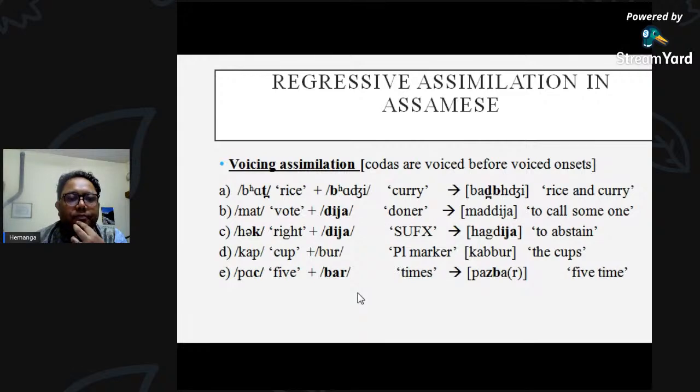So if I look at the sounds, what will happen? Like if we say bhat bhaji in fast tempo, it will become bhad bhaji. Mat diya, hak diya become hag diya, kap bur, pach bar. So what is happening here? You can see the coda position is t, and the following one is bha. So the bha is not becoming voiceless. The segment occurring in the coda undergoes change and it becomes voiced. These are all obstruents, so we can have the regressive voicing assimilation. Codas are voiced before voiced onsets.